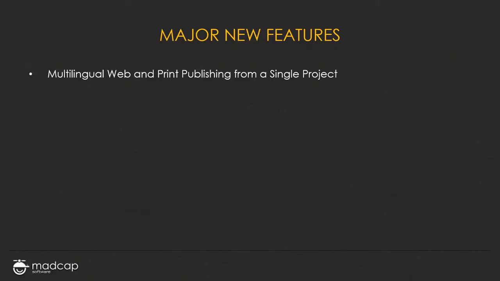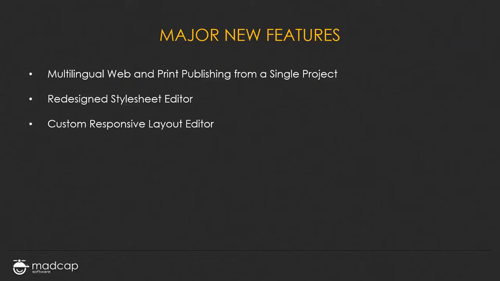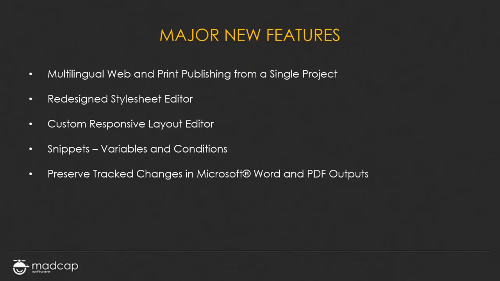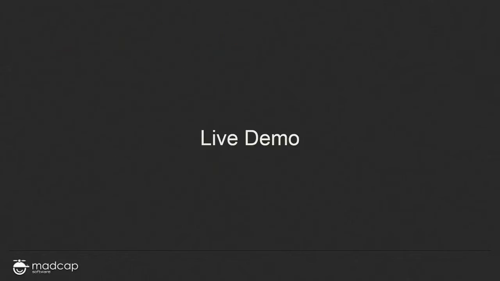So some of the things we're going to talk about today: the multilingual web and print publishing from a single target, so a new multilingual output from Flare 12. We're going to talk about the newly redesigned advanced style sheet editor. We're going to go into the new custom responsive layout editor. We're going to talk about improvements to snippets, including Snippet Conditions and Snippet Variables. We're going to talk a little bit about preserving track changes in our Flare project when we go to Microsoft Word and when we go to PDF. We're going to talk about some glossary enhancements, and then we'll cover a few more things. All right, so with that, I'm going to put away PowerPoint, and I'm going to bring up Flare.